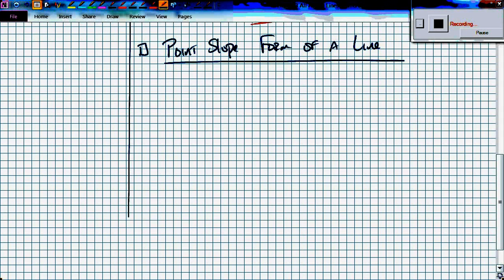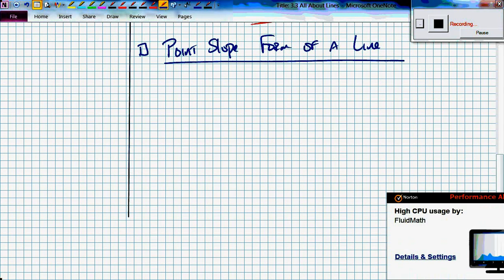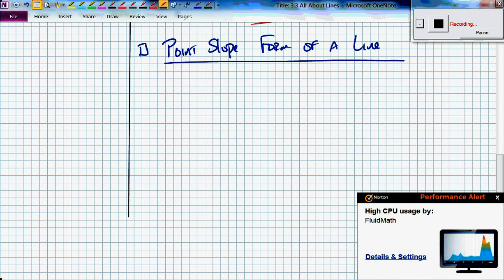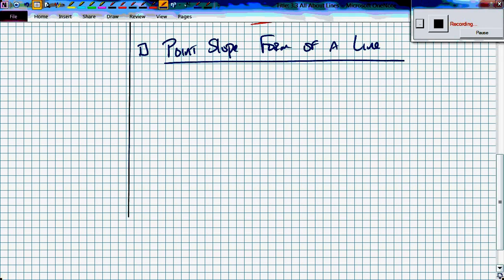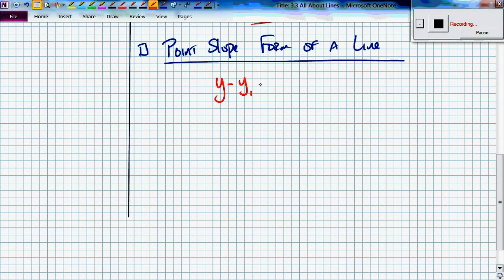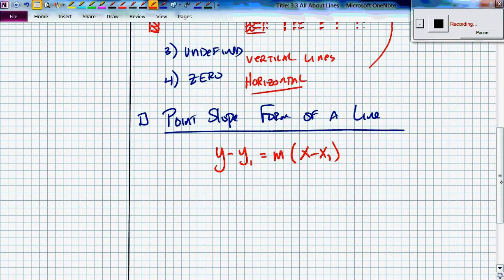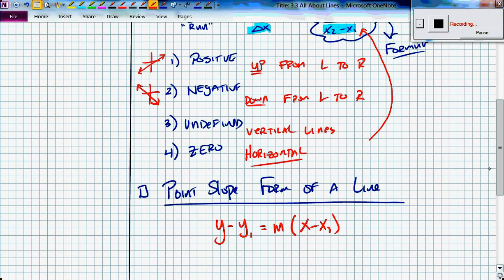The point slope form of a line. Why do they call it point slope form of a line? Because they give you a point and they give you a slope, right? So it looks like this: y minus y1 equals m times x minus x1. That reminds me, what is the variable we use in slope? M. The variable that we use for slope is m. Makes perfect sense, right?